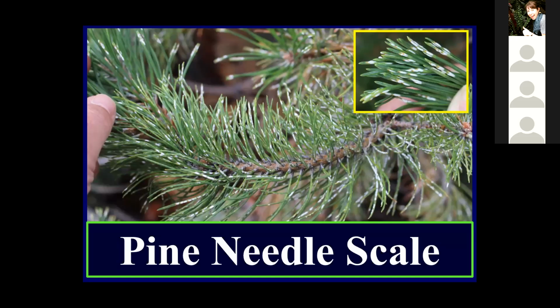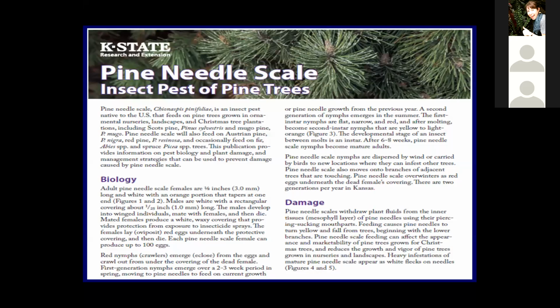Another hard scale we tend to find quite prevalent in Kansas, on mugo pines especially, is the pine needle scale. Again, the scale is right there, and the white covering is where the eggs from the female are being laid, okay? The males, again, become a winged individual, and then they basically die out. And guess what? You got it, extension publication, pine needle scale insect pest of pine trees.